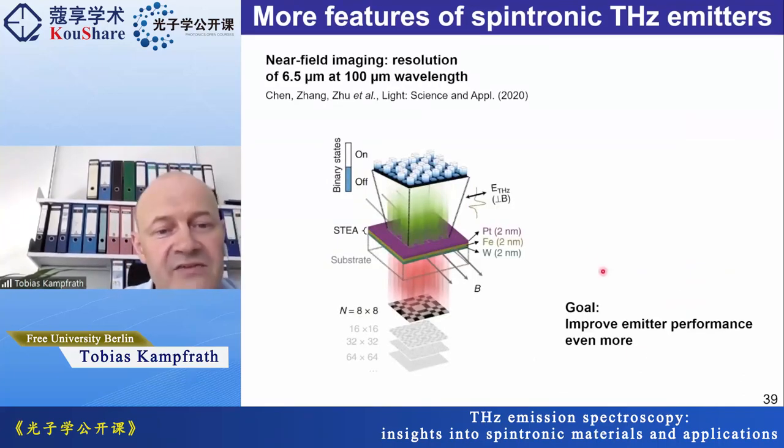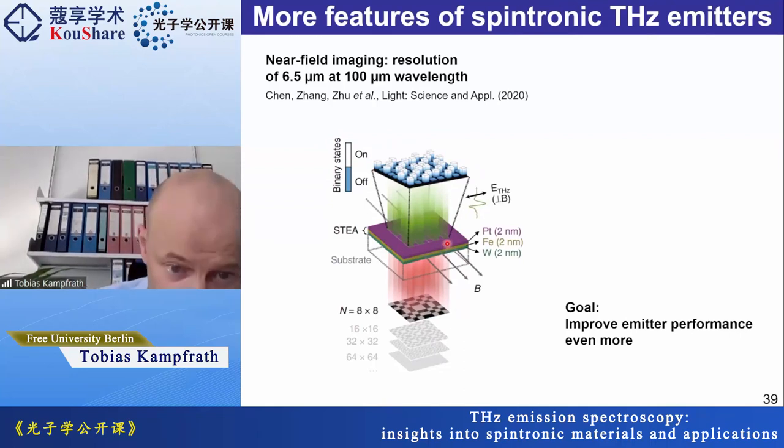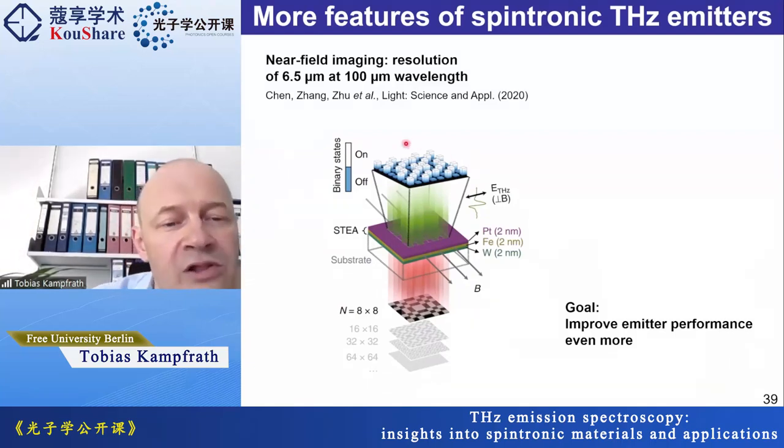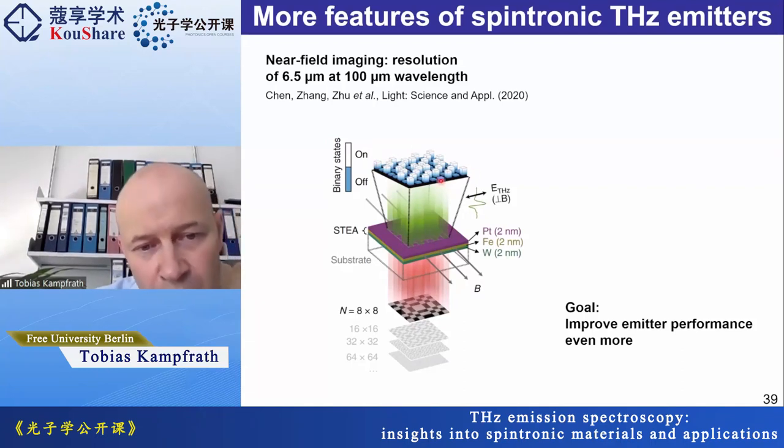And finally, another very nice example from a group in China. So what they did, they took a spintronic terahertz emitter, which is shown here, and took advantage of the fact that the terahertz near field of the spintronic emitter is directly above the metal surface. So this means you can do near field microscopy by putting the sample directly on the terahertz emitter. And now all you need to do is to excite the terahertz emitter with spatially structured light, for example, little spots, or you take more complicated patterns to get better signal to noise ratio.